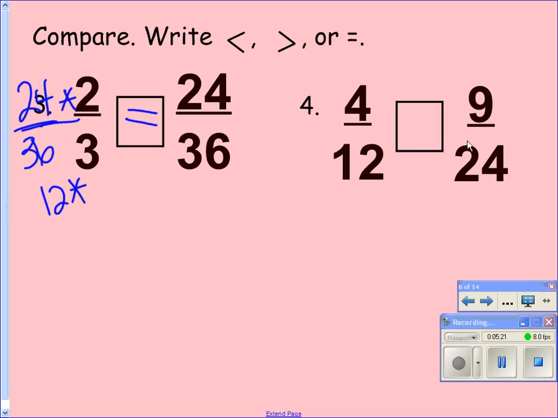The next one, 24 and 12. 24 is going to be the common denominator.